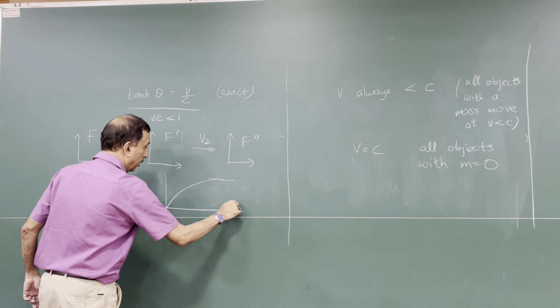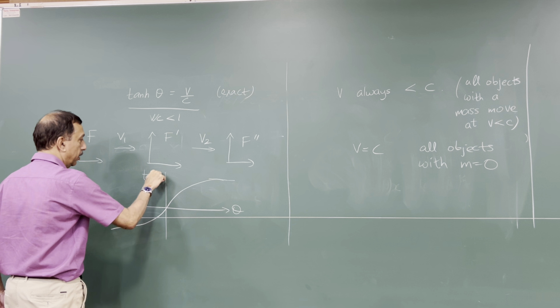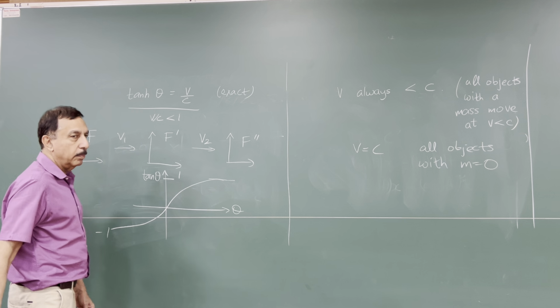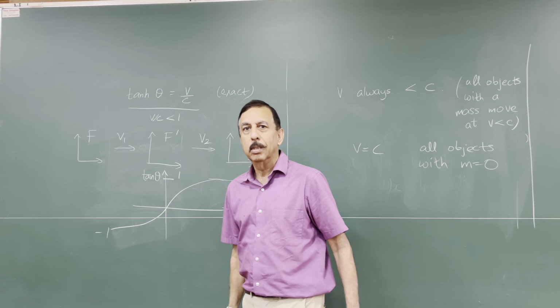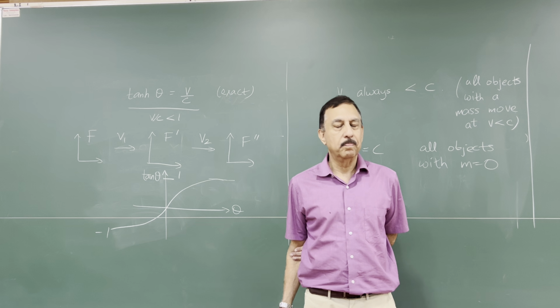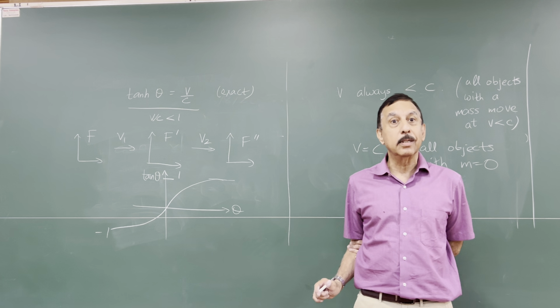This is theta, this is tanh of theta, and this is 1, and this is minus 1. It simply goes from 1 to minus 1. How will you prove that? It's completely trivial. You can write it in the exponential form. Very good. Always write it in the exponential form.